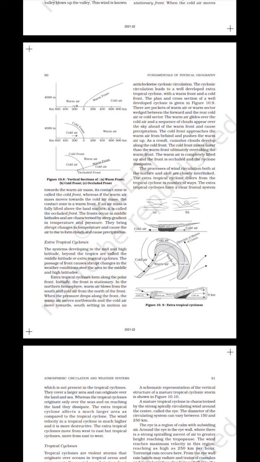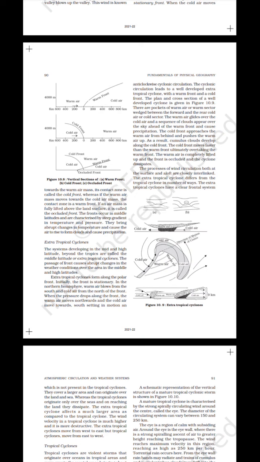There are pockets of warm air or warm sector wedged between the forward and the rear cold air or cold sector. The warm air glides over the cold air and a sequence of clouds appear over the sky ahead of the warm front and cause precipitation. The cold front approaches the warm air from behind and pushes the warm air up. As a result, cumulus clouds develop along the cold front. The cold front moves faster than the warm front, ultimately overtaking the warm front. The warm air is completely lifted up and the front is occluded and the cyclone dissipates.